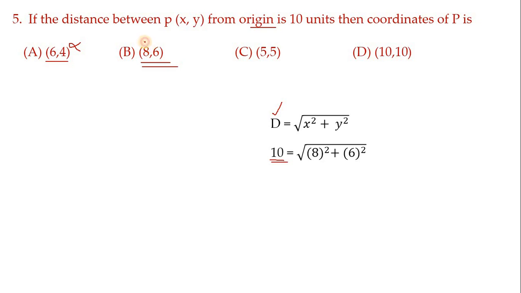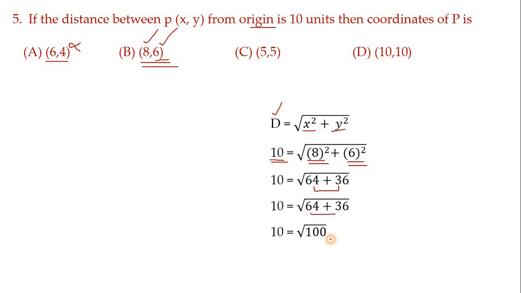B option. So x value is 8 and y value is 6. So substitute in this now. So x value is 8 and y value is how much? 6. So substituted 6. Now 8 square means how much? 64. 6 square means 36. Now add these two. So we get 100. So root 100 means 10. See, 10 equals 10. It means when you take the coordinates 8, 6, we get a distance from origin is 10.